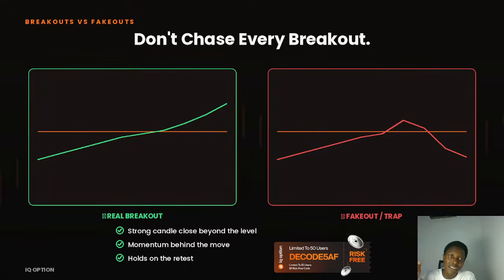The candle actually closes beyond the level, not just the wicks through it. Okay, the candle closes beyond the level. And then there is real momentum behind the move because the candles are strong bodied. They are not tiny candles with wicks. They are full bodied, strong candles. And critically, when price comes back to retest that broken level, it holds rather than falling back through. So when you see that, that is a real breakout. It is very important for you to focus on those things.